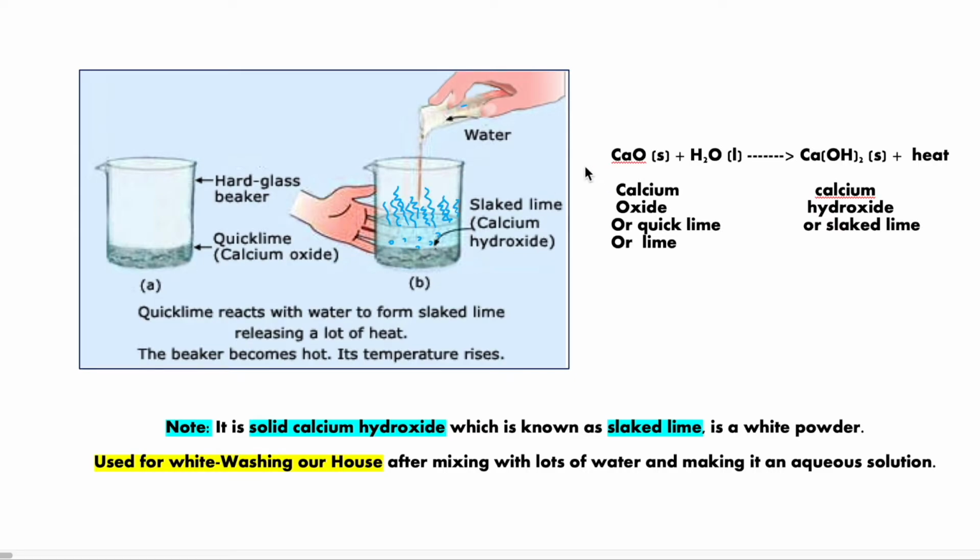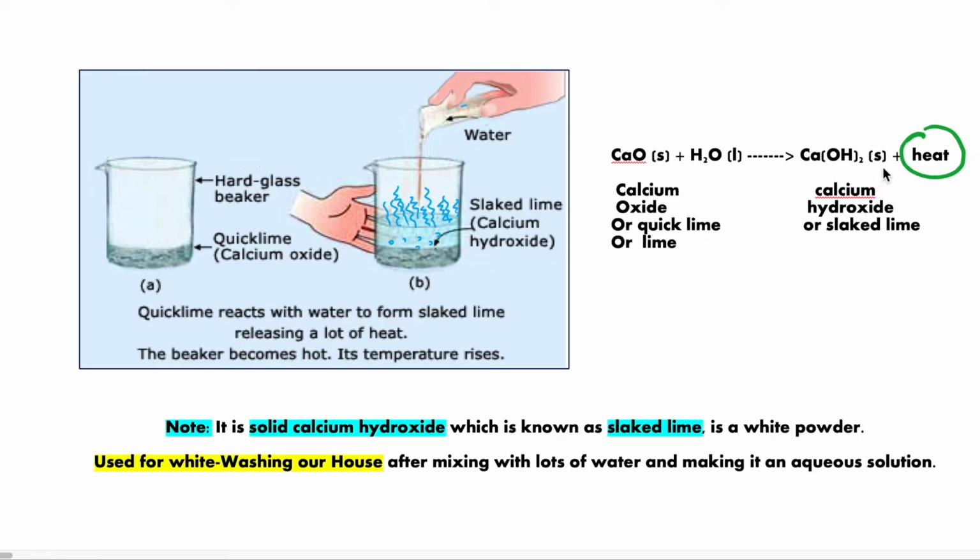This is explained in a chemical equation as calcium oxide, which is also called quicklime or lime, is solid in its state. When it is mixed with water, liquid in state, it gives calcium hydroxide, solid in state. This calcium hydroxide is also called slaked lime, and heat is evolved in this reaction. This heat can be felt by touching the beaker. This shows that temperature rises in this reaction.